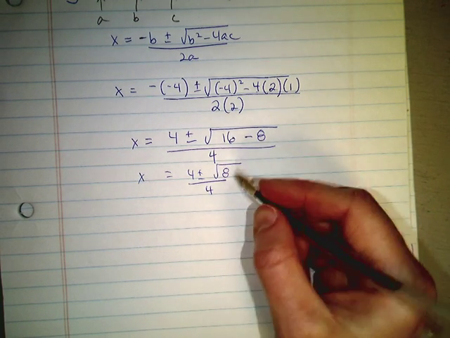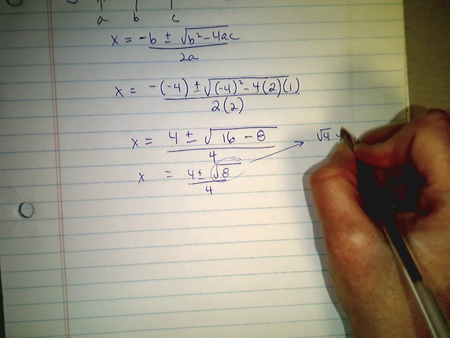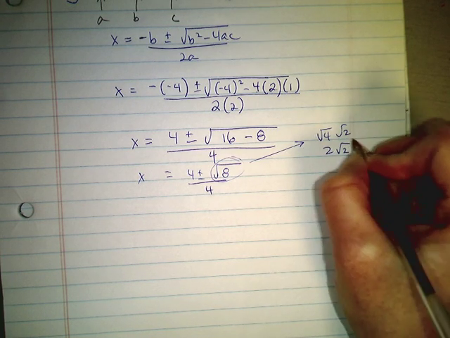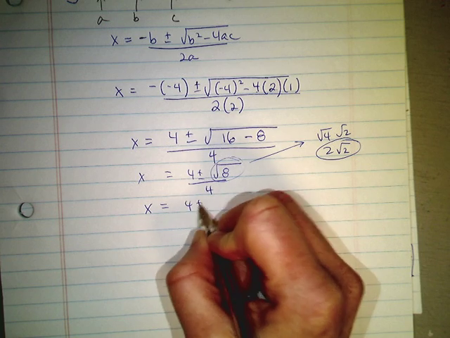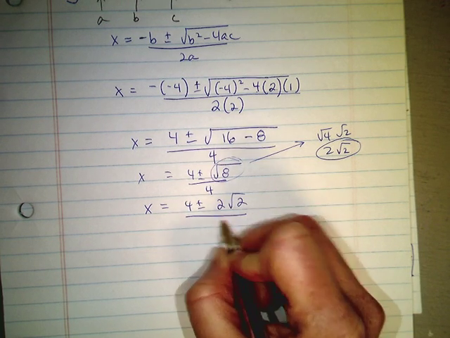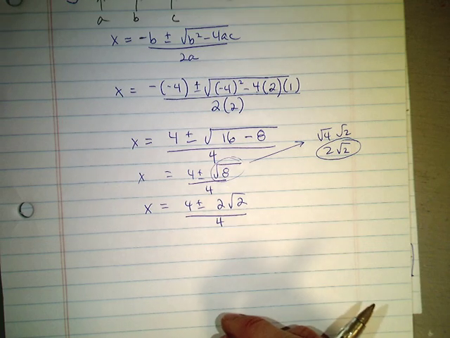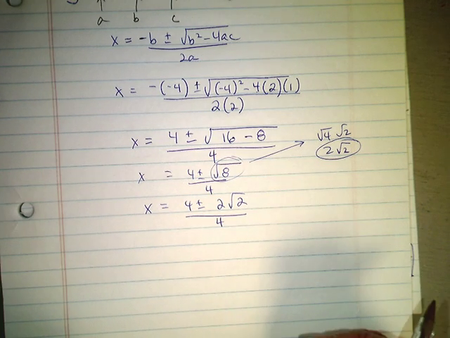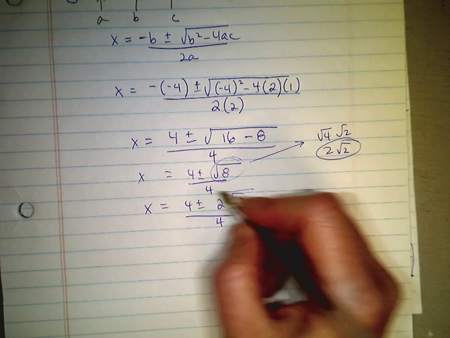And I'm going to simplify this radical here. Square root of 8 is also known as the square root of 4 times the square root of 2, or 2 root 2. So I'm going to call it that instead. So x equals 4 plus or minus 2 root 2 all over 4. So those are my two x-intercepts, which is pretty awesome. Again, hardly any work, and this is what we get.